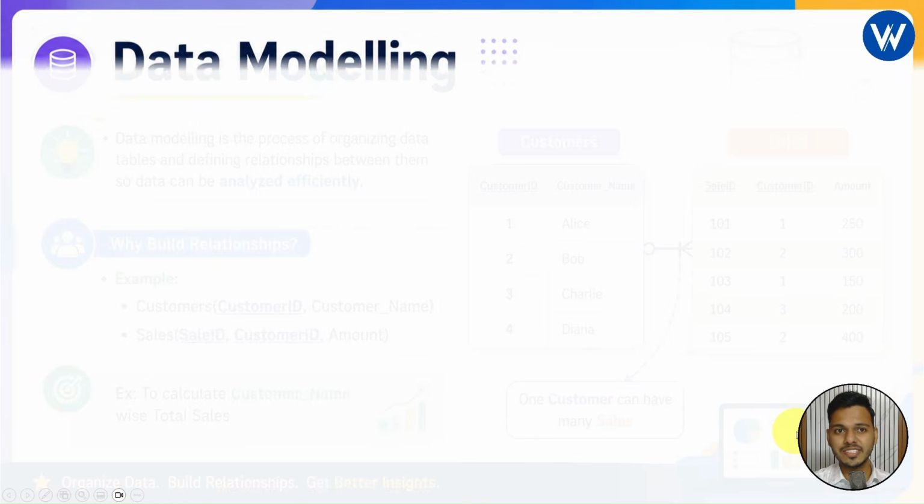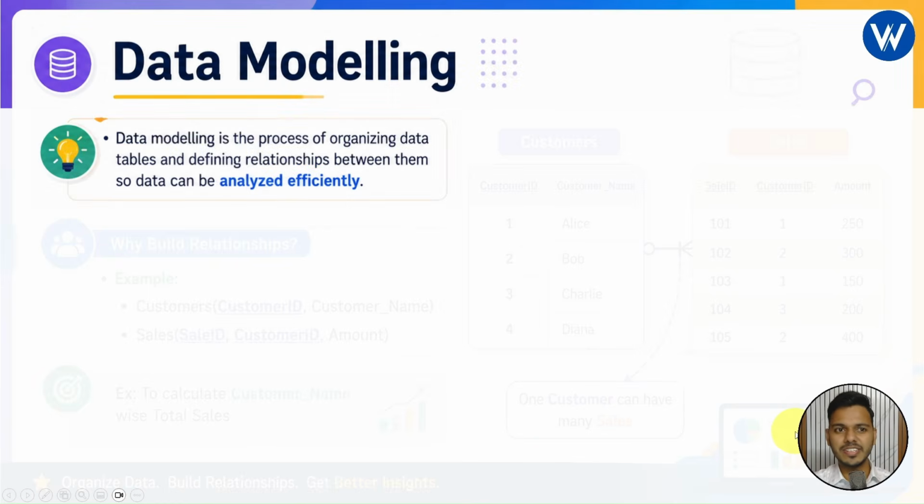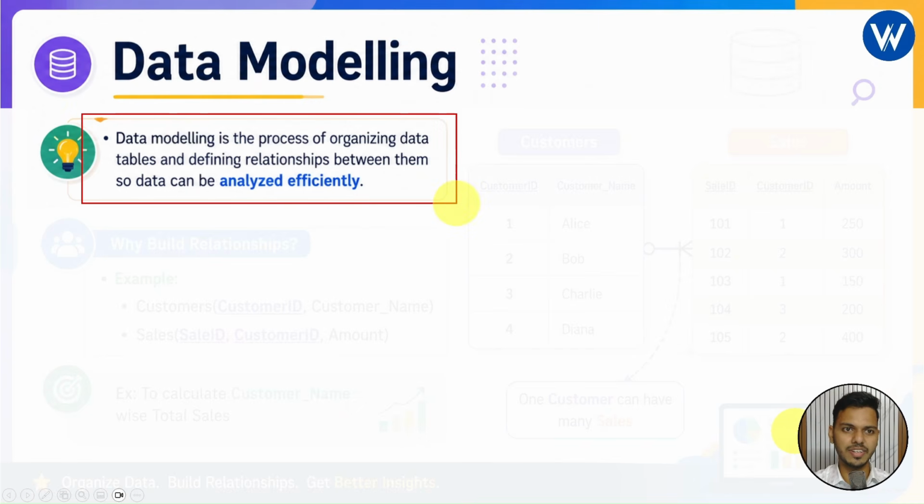So guys, let's see what is data modeling. Here is a simple definition of data modeling. Let me highlight it. Data modeling is the process of organizing data, nothing but tables, and defining relationships between them so data can be analyzed efficiently. I think you understood.